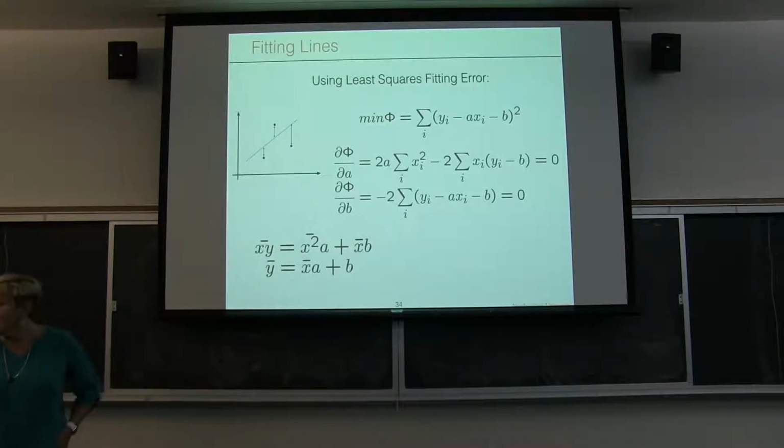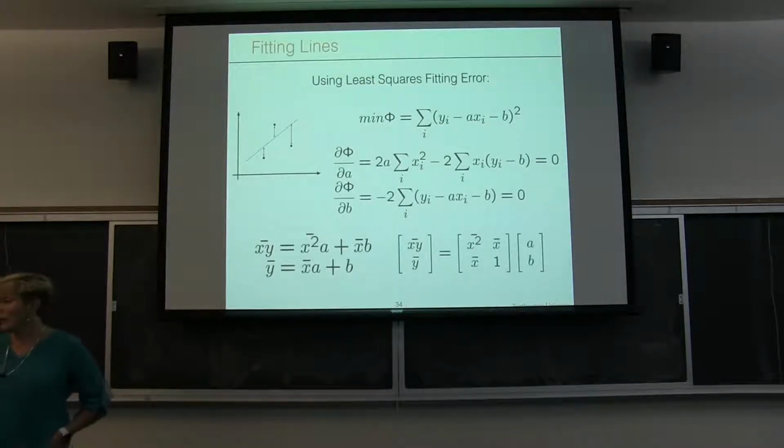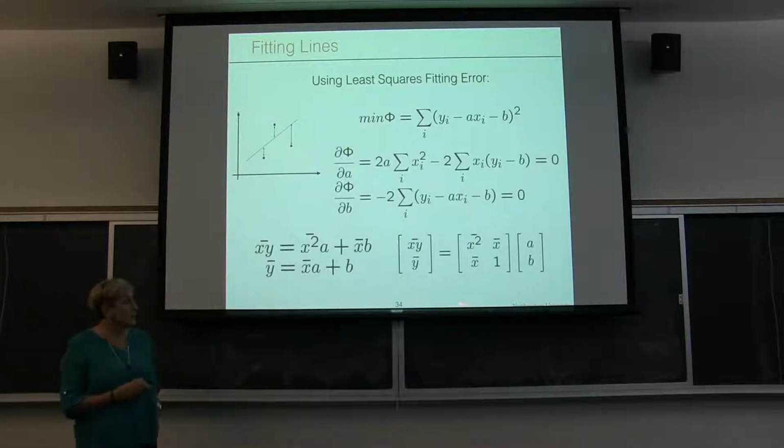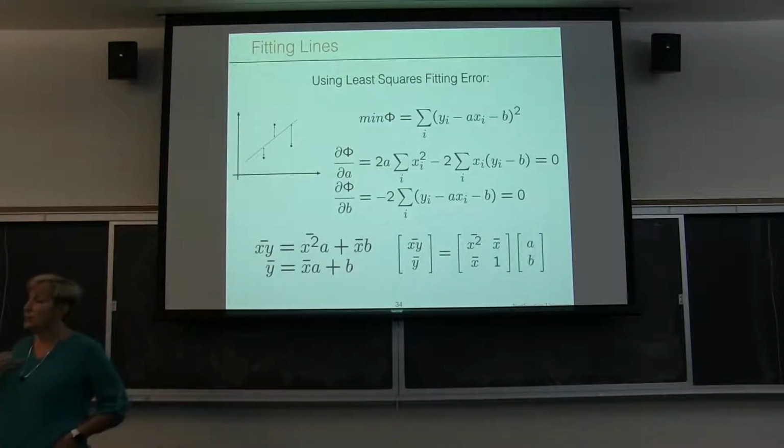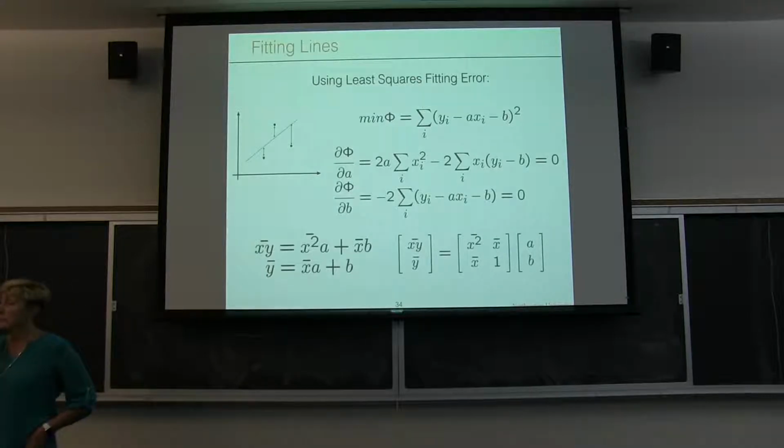Now I can write this in matrix form, and this is how it looks. So what it says is I have two linear equations where A and B are my unknowns, and the averages of X, Y, the products, and the squares all came from my data, right? I took my data and averaged the X's, I averaged the Y's, I averaged the products. Okay? Yes?